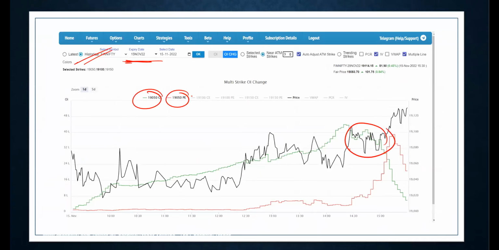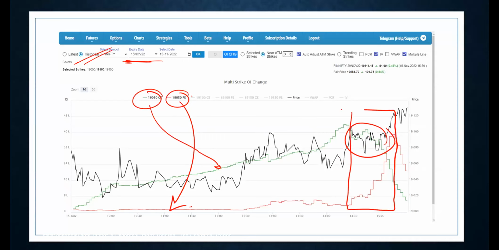You can clearly see this green line denotes the call option, and this red line denotes the put option. You can clearly see the call options. You have to focus at this point now, because whatever happened throughout the day is now irrelevant. Okay, give me 1 second, guys.